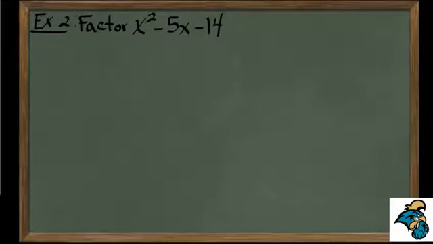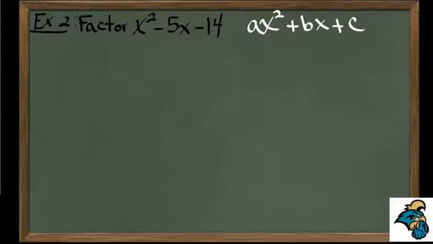Example 2 asked us to factor x squared minus 5x minus 14. Again, the first thing you always want to look for is a greatest common factor. X squared, 5x, and 14 don't have anything in common. So now we're going to move on to other techniques of factoring trinomials. Again, this is a trinomial because we have 3 separate terms, x squared, minus 5x, and minus 14. So on the side, I'm going to give you some steps of how to factor trinomials, and this is going to work for every trinomial that you're given.